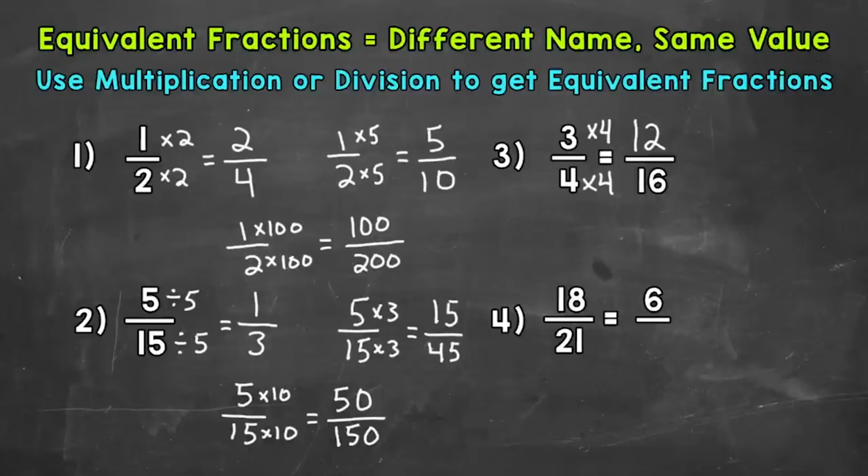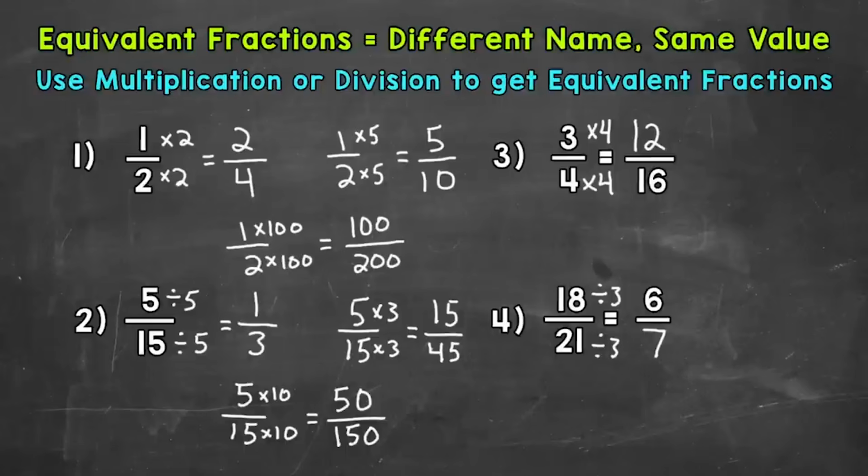So we need to take a look at what we're given, and we're given the numerators. So we have an 18 and a 6. So let's think, how do we get 18 to equal 6? Well, 18 divided by 3 equals 6. So we need to do the same thing to the denominator in order to keep this equivalent. So we have 21 divided by 3, that equals 7. So 6/7 is equivalent to 18/21.